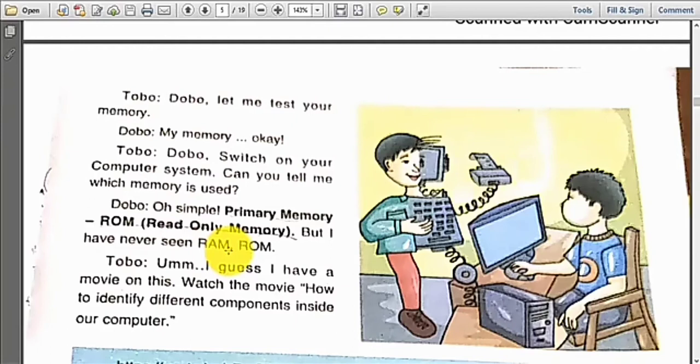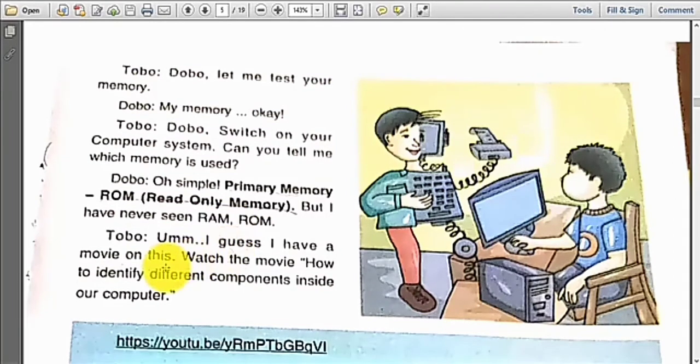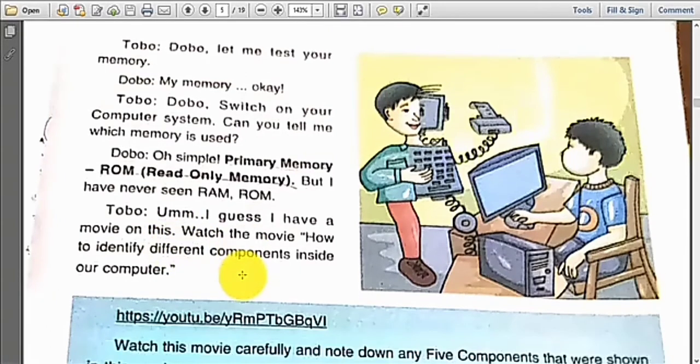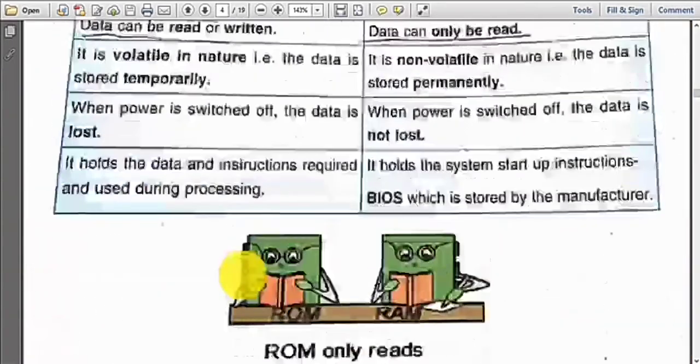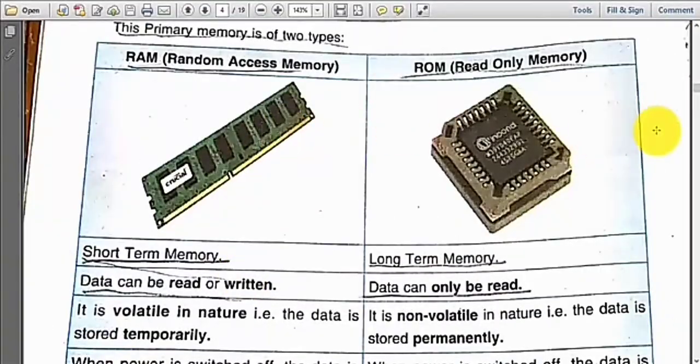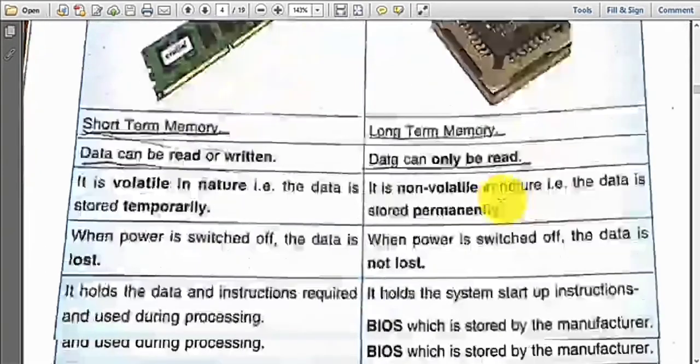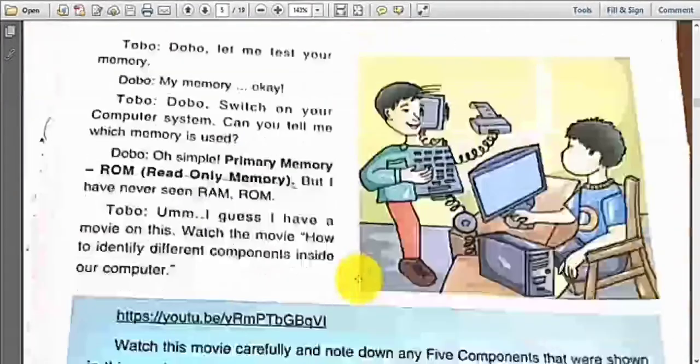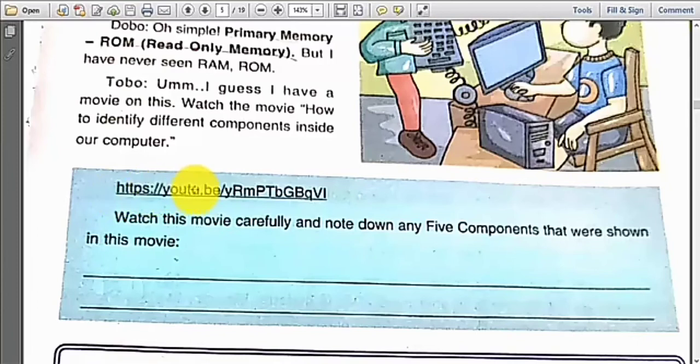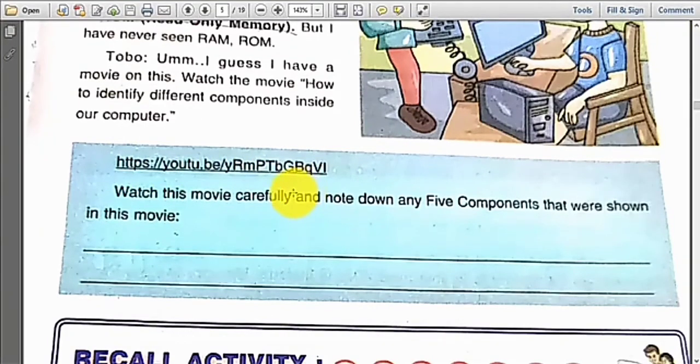Tobo says, I guess I have a movie on this. The movie is about how to identify different components inside our computer. Children, here in the picture we can all see this is our RAM and this is our ROM. Physically we have seen the differences. For better understanding, here is a link of a video. You can all go and watch it. After completing this video, watch this movie carefully and note down any 5 components that were shown in this movie. You have to write 5 components that you have seen. This is also your homework.